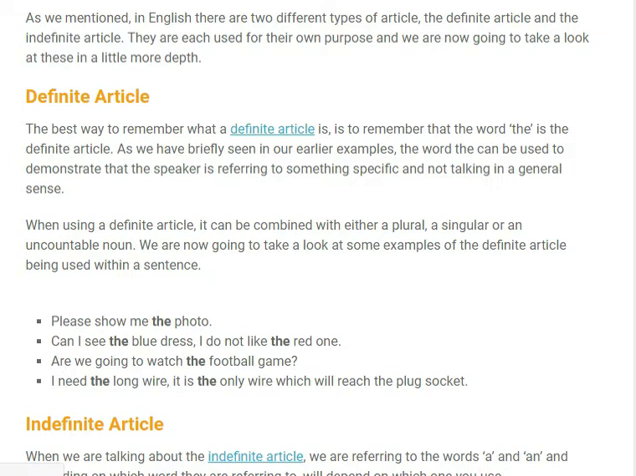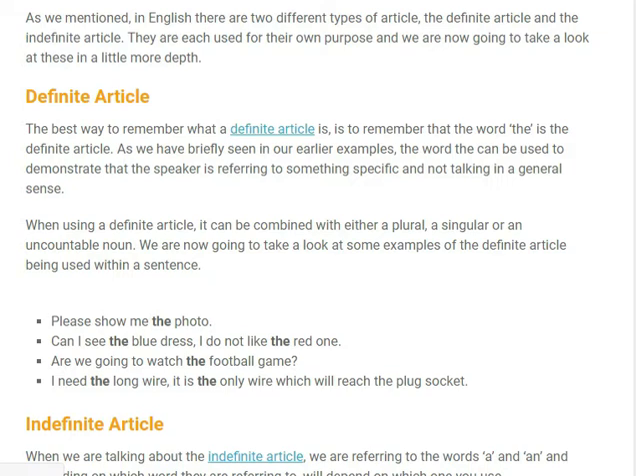So, definite article. The best way to remember what a definite article is, is to remember that the word the is the definite article. So, just the. As we have briefly seen in our earlier examples, the word the can be used to demonstrate that the speaker is referring to something specific and not talking in a general sense.